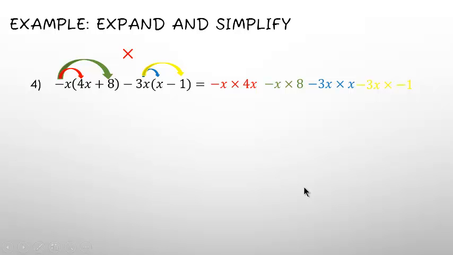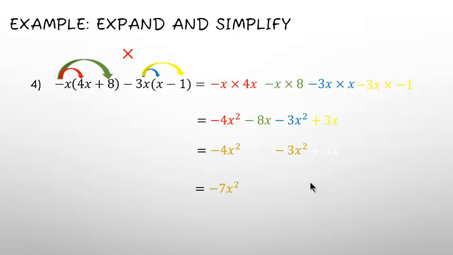So we have negative x times 4x becomes negative 4x squared. Minus x times 8 becomes minus 8x. Minus 3x times x becomes negative 3x squared. And then we have negative 3x times negative 1 just becomes plus 3x. Now we do have to look and see if there are any like terms. I have negative 4x squared and negative 3x squared, both like terms, which gives us negative 7x squared.